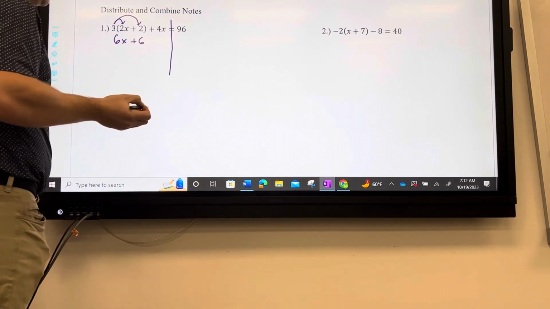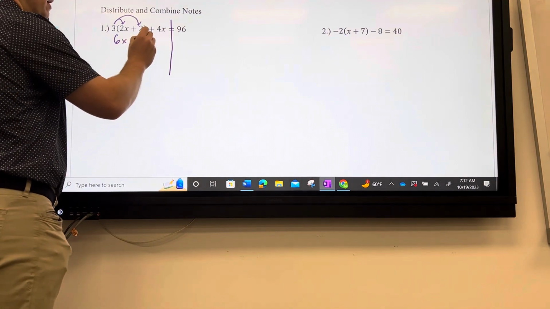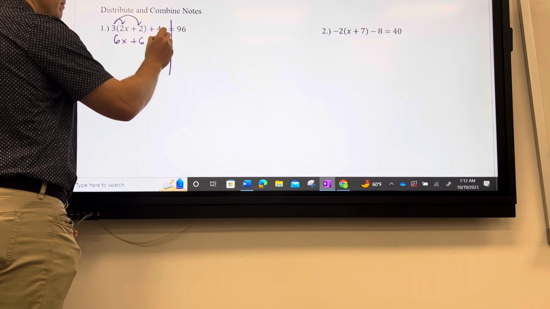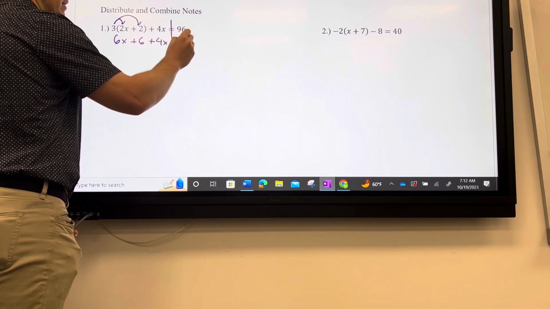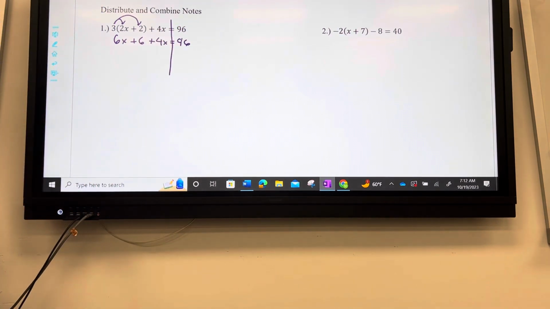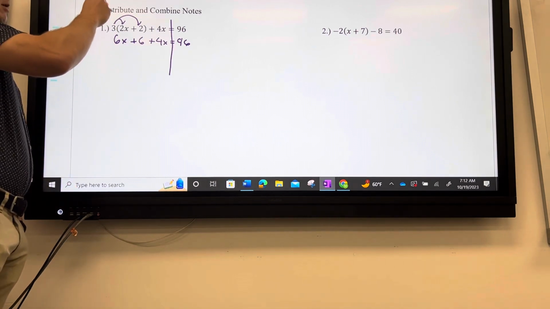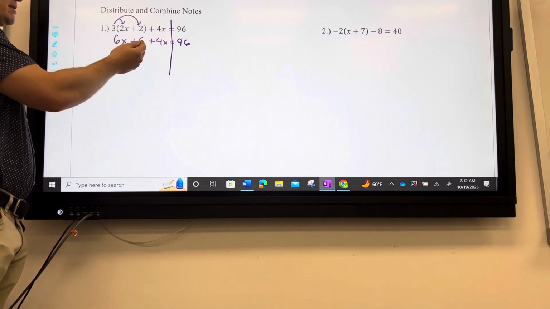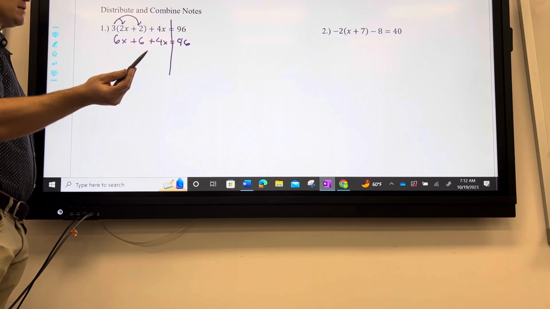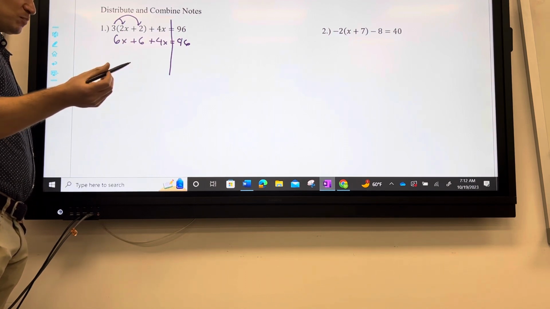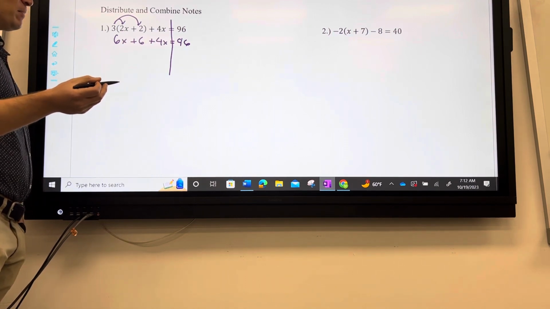That plus 4x that is outside of the parentheses, you just drop that down for now, you don't do anything with that. And the same goes for the 96, you just drop that down. Okay, so we used the distributive property to get 6x plus 6 plus 4x is equal to 96. Now you have to do this thing called combining like terms.